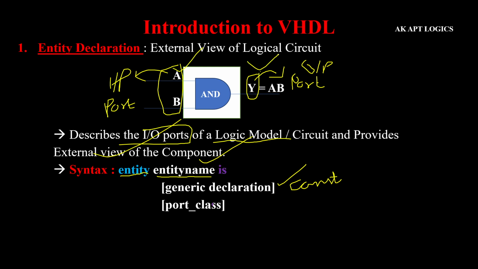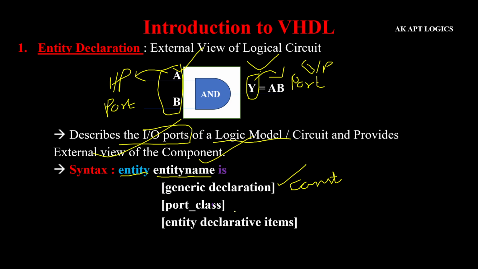Next, port clause. I already told you what ports are: input and output. Port clause means declaring those inputs and outputs. Both inputs and outputs are called ports, input port and output port. Declaring those input and output ports in the entity is called the port clause.